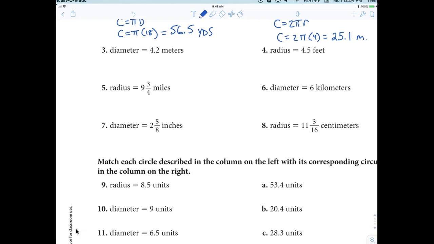Number 3, what formula am I using? You are using C equals pi times D. All right, so what's my answer? The answer is pi times 4.2. Oh, yeah. I need a calculator.